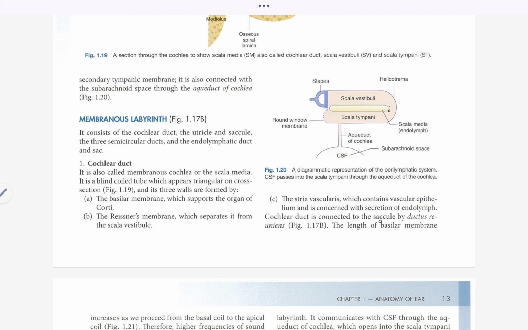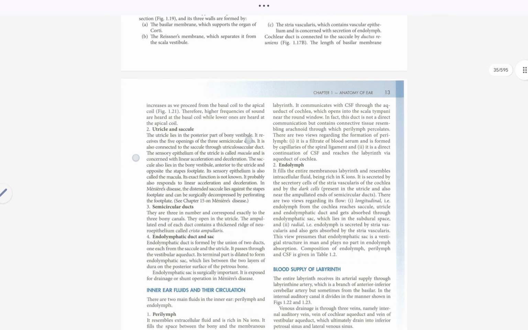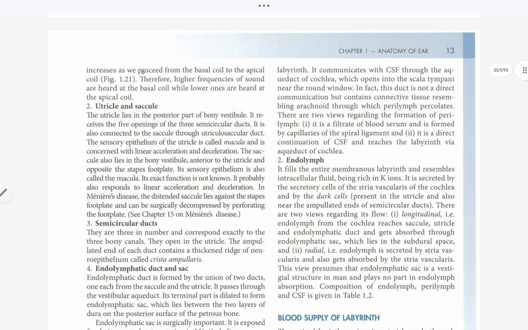Cochlear duct is connected to the saccule by ductus reuniens. The length of the basilar membrane increases as we proceed from the basal coil to the apical coil. Therefore, higher frequencies of sound are heard at the basal coil while lower ones are heard at the apical coil.